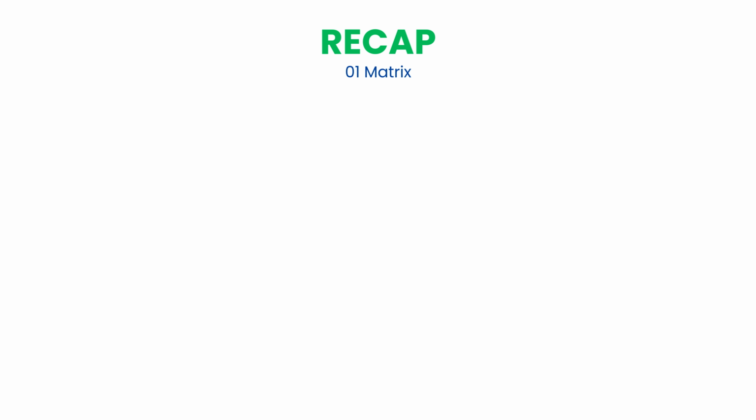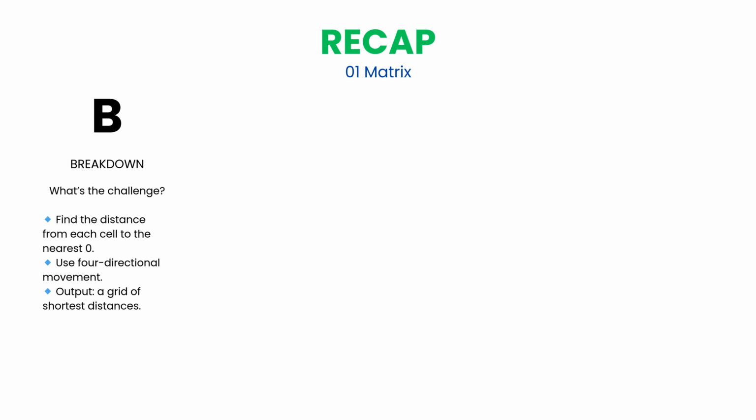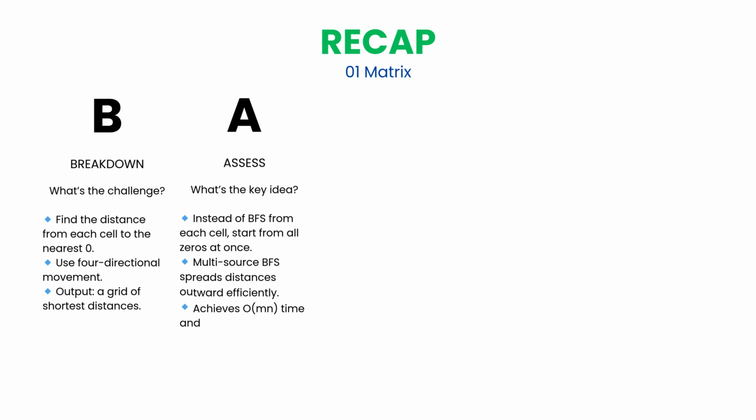Let's have a quick recap. Breakdown recap. We need the distance of each cell to the nearest 0 in a grid using 4 directional moves. It's all about finding shortest paths in an unweighted matrix. Approach recap. Instead of BFS from every one, O(MN squared), use multi-source BFS, enqueue all zeros with distance 0 and expand outward. Every one gets its nearest 0 naturally in O(MN).